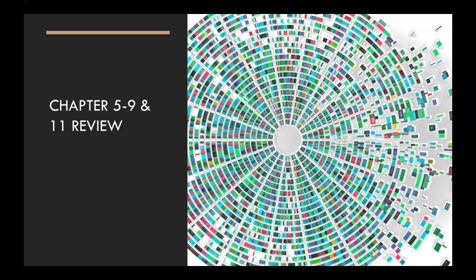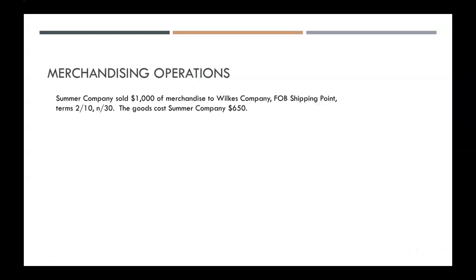Let's review chapters 5 through 9 and 11. We're first going to talk about merchandising operations, and the journal entries from the seller's point of view when they're making this sale. It says that Summer Company sold $1,000 of merchandise to Wilkes Company, FOB shipping point, terms 2/10, net 30. The goods cost Summer Company $650.